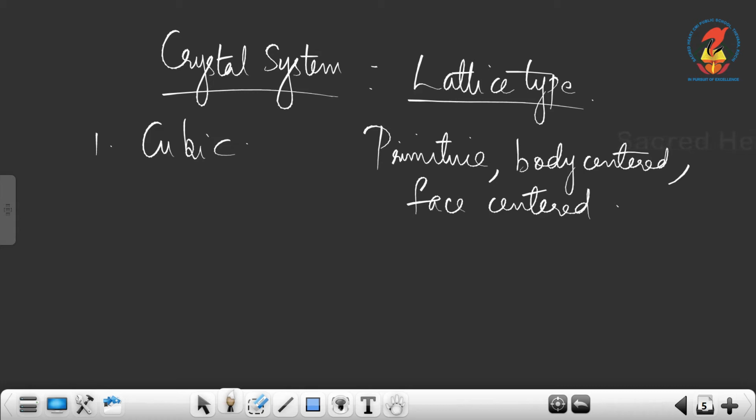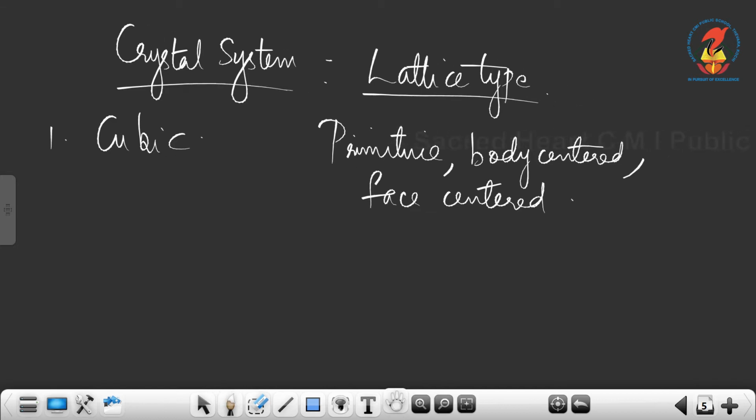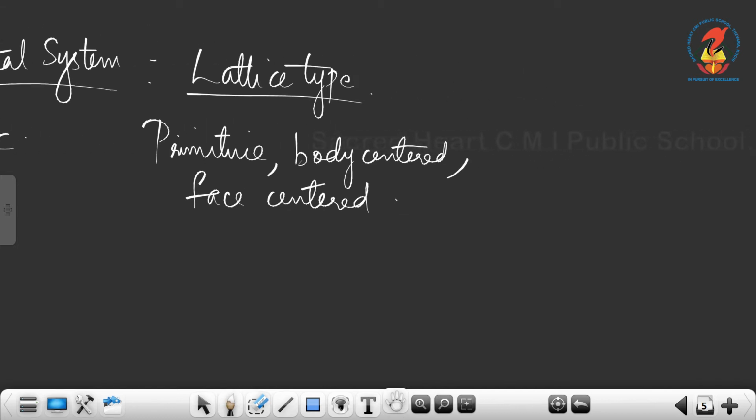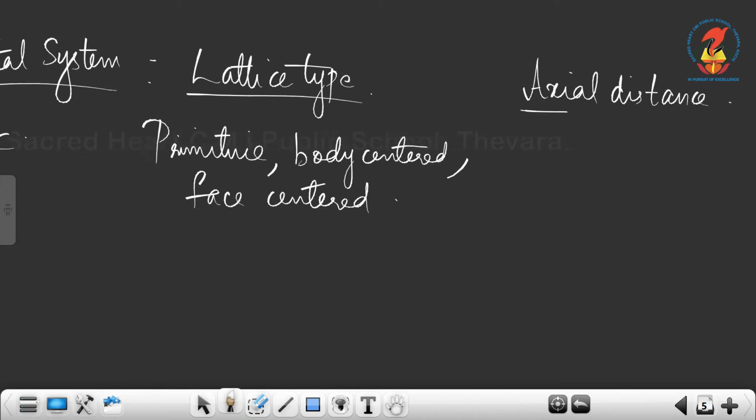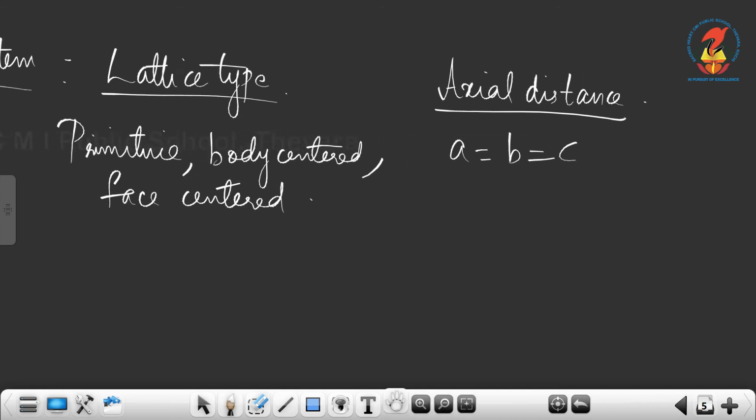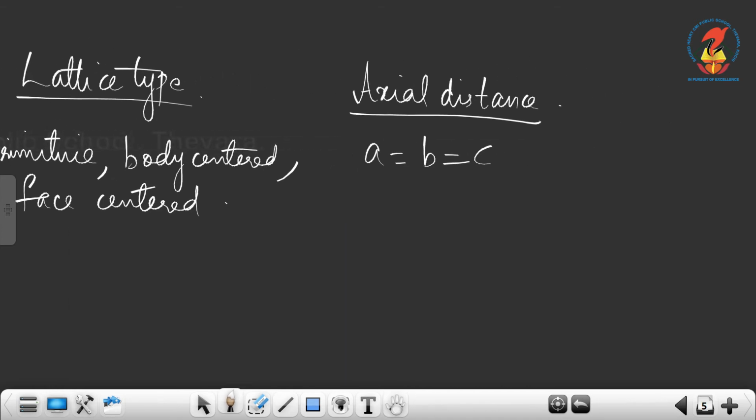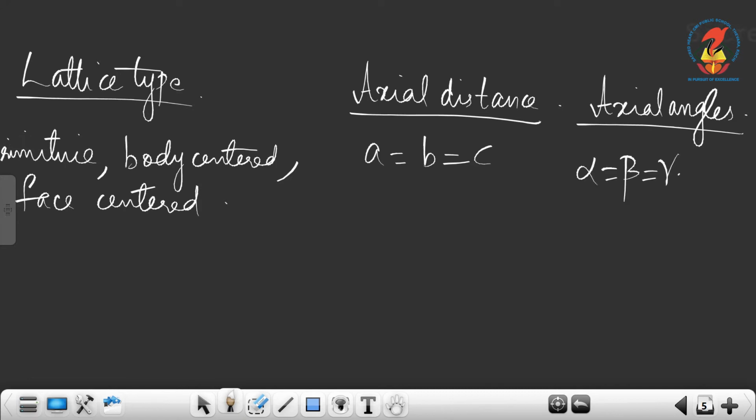These are the 3 types of lattices present in cubic crystal system. Now let's see about the axial distances. So axial distance for cubic crystal is A is equal to B equal to C. All the 3 edges are equal. Now next let's see about the axial angles. Axial angles in cubic system is alpha equals beta equals gamma equals 90 degree.